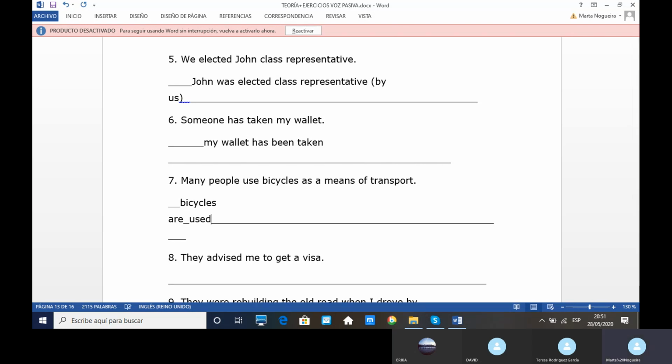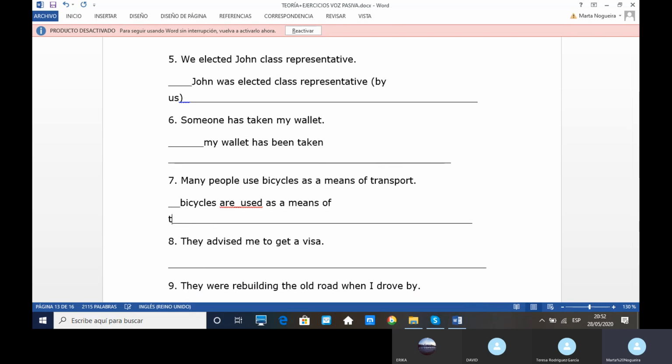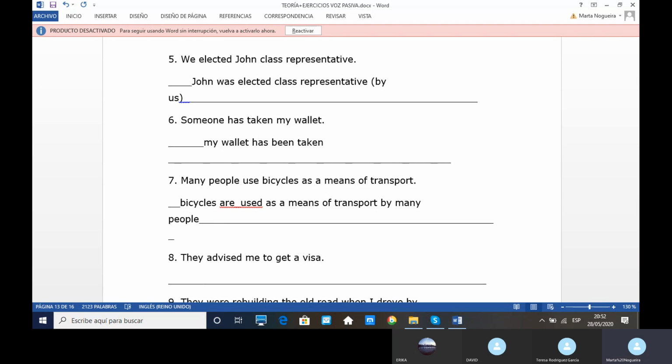Y ahora el participio de mi verbo. ¿Cuál es mi verbo? Use. Pues ahora el participio. Tengo que saber si es regular, irregular, ¿ok? Bicycles are used as a means of transport by many people. ¿Ok? Are used. Son usadas. Mucha gente usa las bicicletas. Las bicicletas son usadas. Son. ¿Cómo es son? Are. Y usado, ado, es un participio.